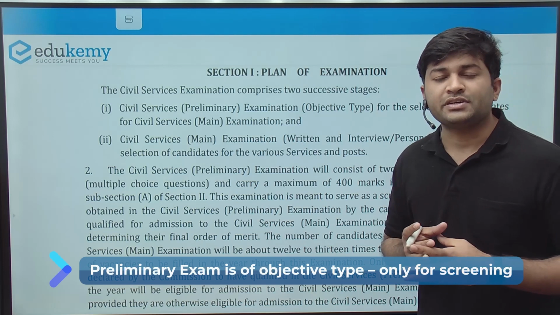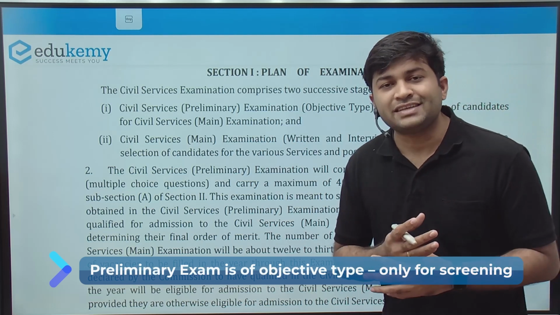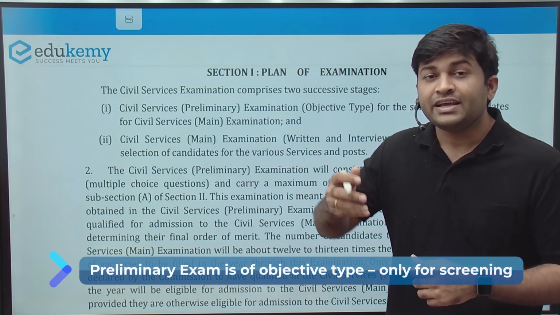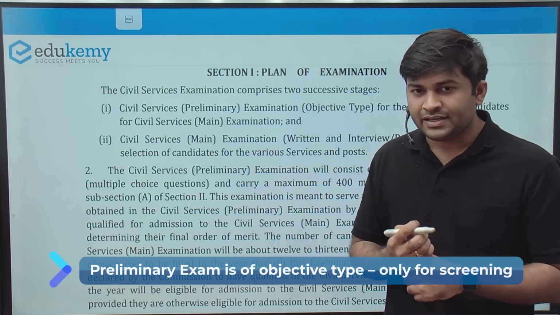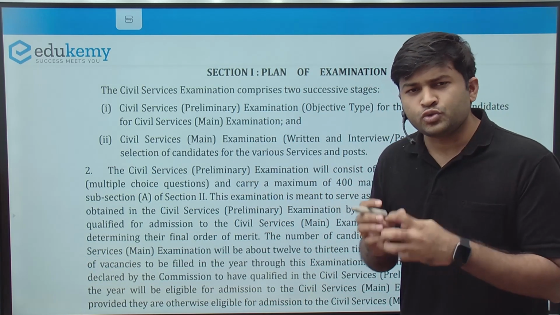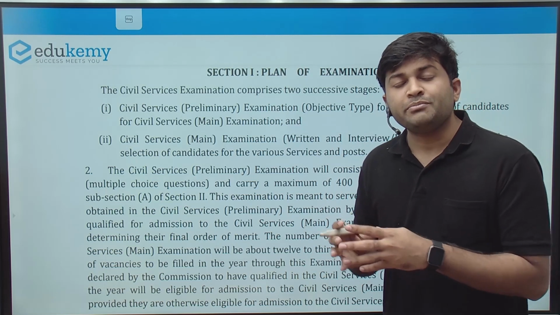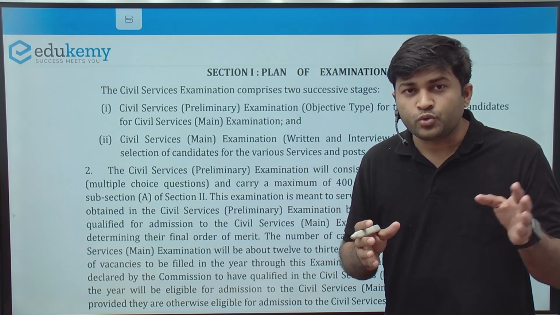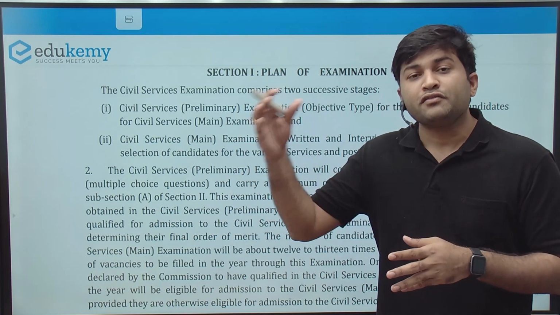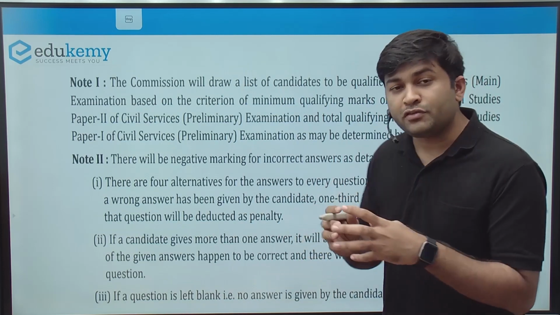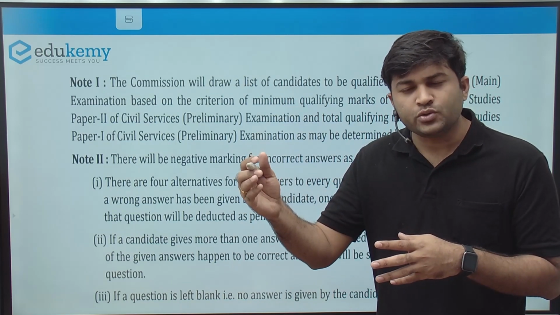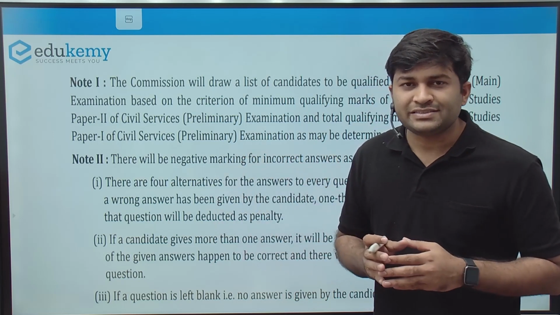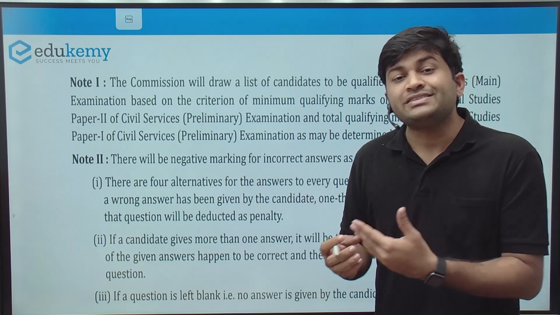Now this preliminary examination is of a screening type, that is the marks obtained in the examination are not counted for the merit list. Yes, and the number of students that are qualified for the main examination is roughly around 12 to 13 times of those who are actually selected in the final ranking. So the number of vacancies are also given in the UPSC notification, and the number of candidates selected for the main examination stage is also given. The ratio is given, right?